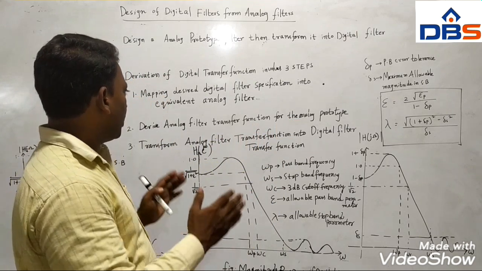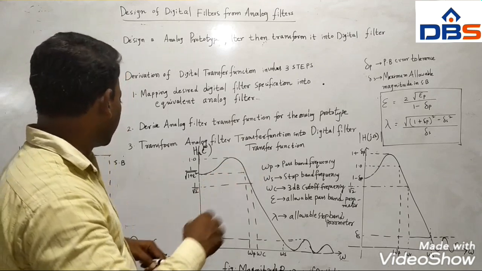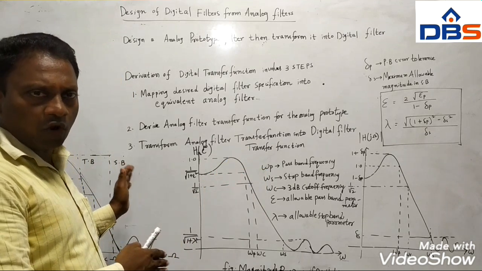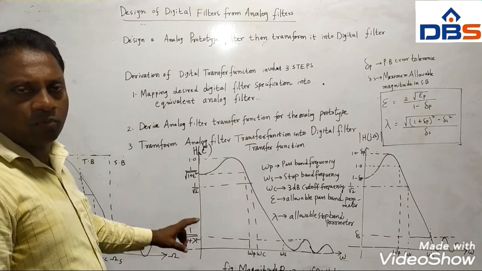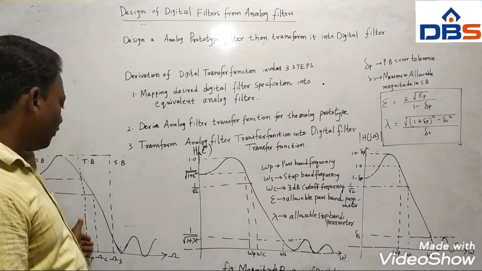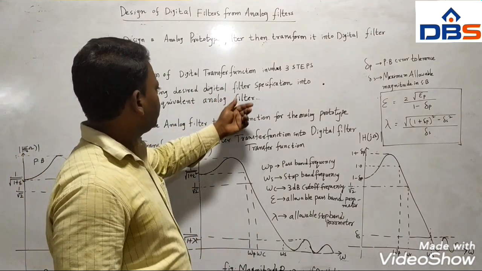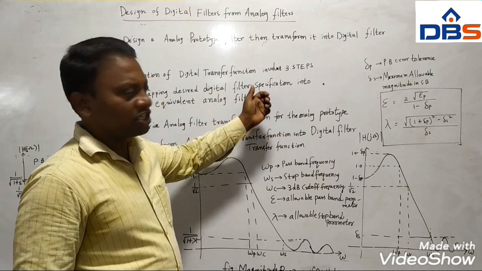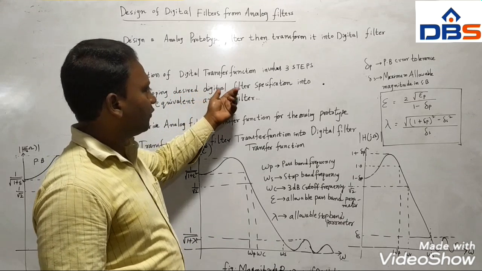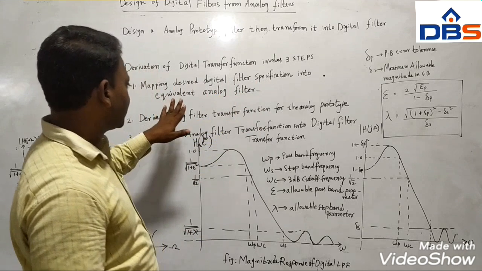First, we have to map the desired digital filter specifications. Specifications means what is the pass band ripple, what is the stop band ripple, what is the allowable pass band magnitude and allowable stop band magnitude, what is the pass band cutoff frequency, and what is the stop band cutoff frequency. All these things come under specifications. First of all we have to map all these desired digital filter specifications into equivalent analog filter specifications. That is the first step.